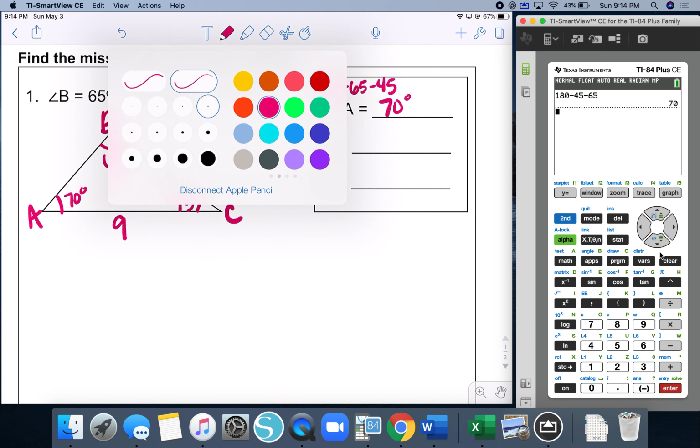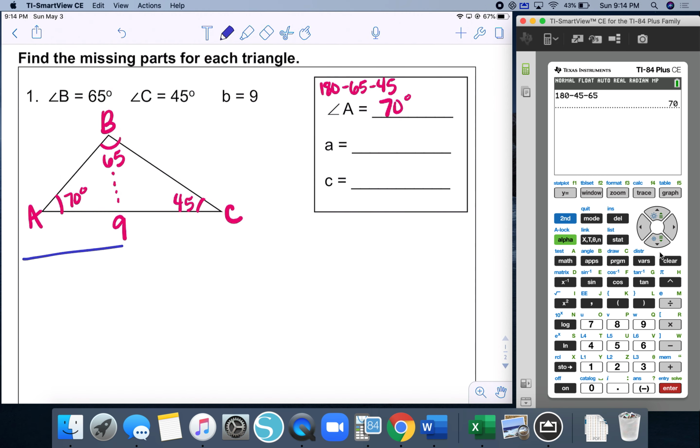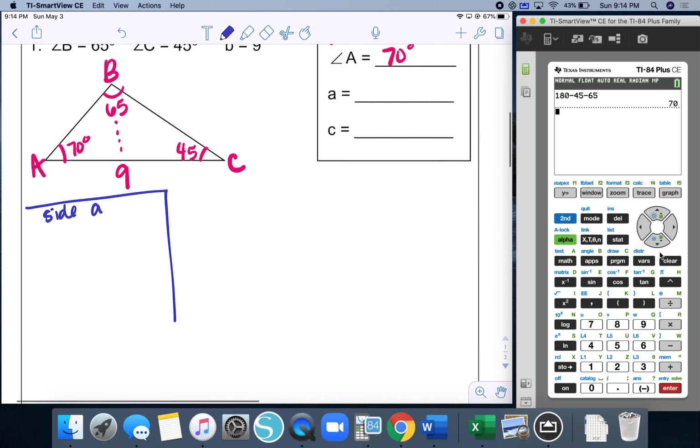So when I'm looking for side A, I'm going to have to use the sine of angle A with A. Now, my other proportion needs to be something that I know all of the information about, because when you have a proportion, you can only have one unknown, and I already have my unknown side A. So I have to figure out what other proportion I can use. I have A already, so my options are B and C.